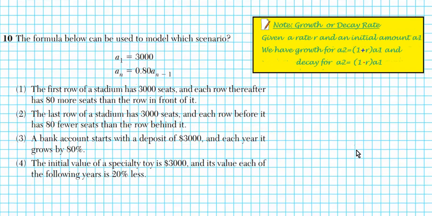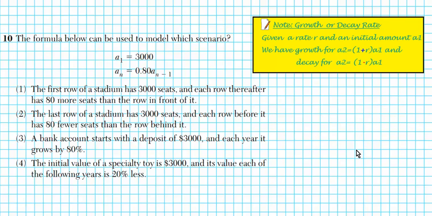All right, let's take a look at problem number 10. It says the formula below can be used to model which scenario? So we have A1 is 3000 and A sub n is equal to 0.8 A sub n minus 1. Okay, so we have a recursive formula here.